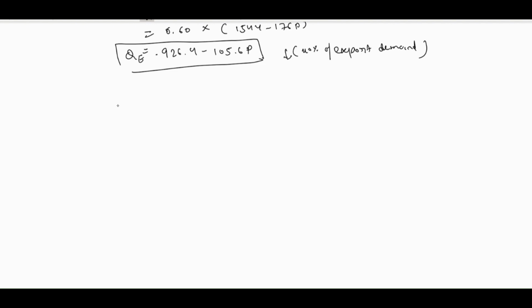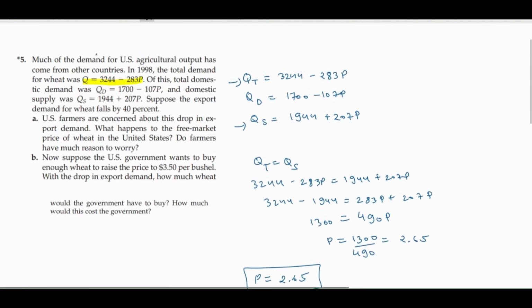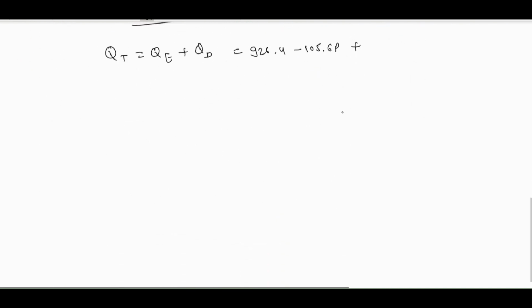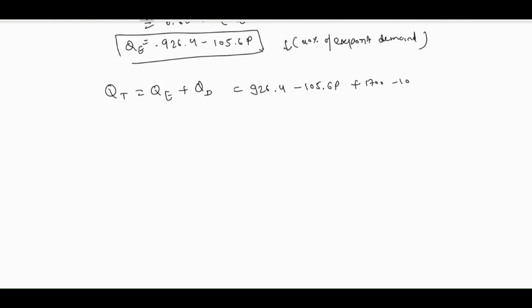So what we have to do now is find the total demand. When our export demand falls, the total demand also changes. Total demand would be equal to the new export demand plus domestic demand, right? The domestic demand was originally given in the question: 700 minus 107p. Just solve these two together and you will get your total demand.